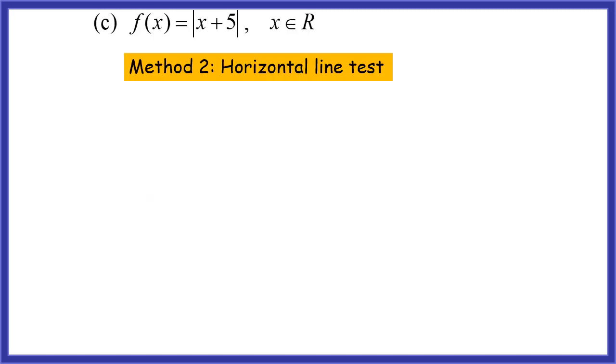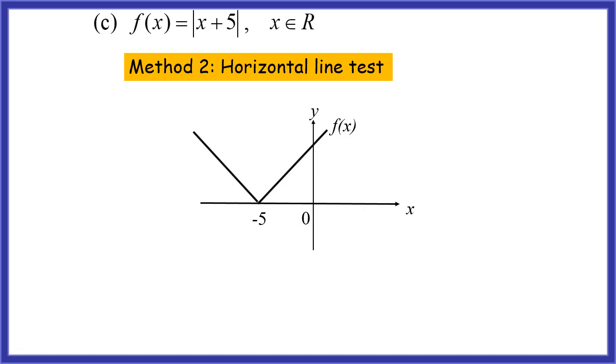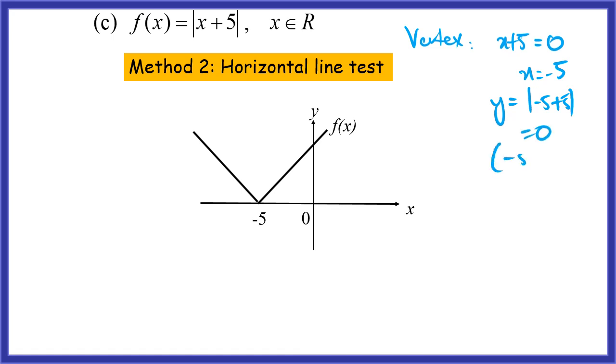By using the horizontal line test, if we sketch our graph, we can find the vertex first. So the vertex is equal to what? We take everything inside the absolute value, x plus 5, and equate it with 0. So x equals negative 5. When x equals negative 5, y equals 0. So the vertex is (-5, 0). And because it's a positive absolute value, it should be a V shape. So this is our graph with the vertex at (-5, 0).